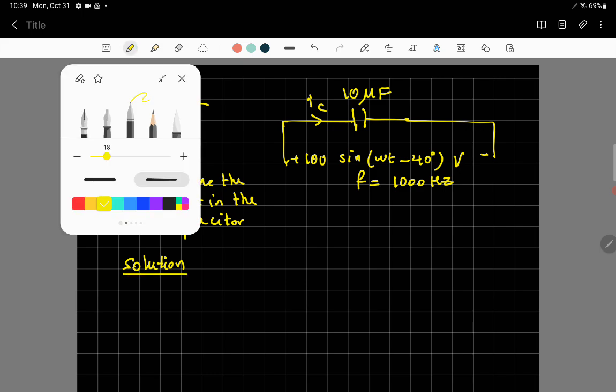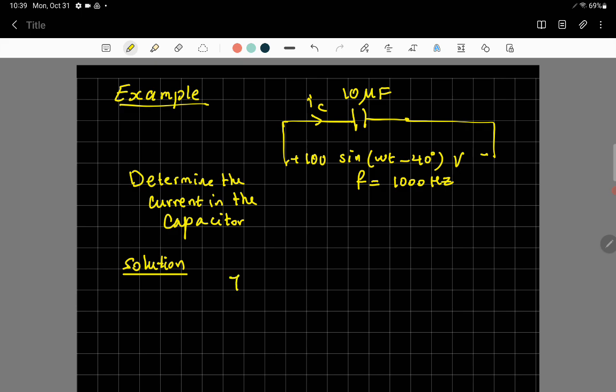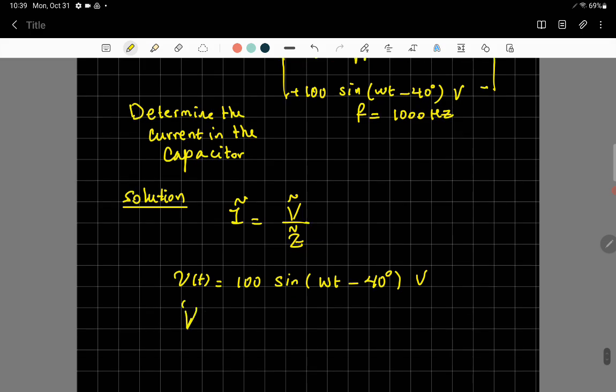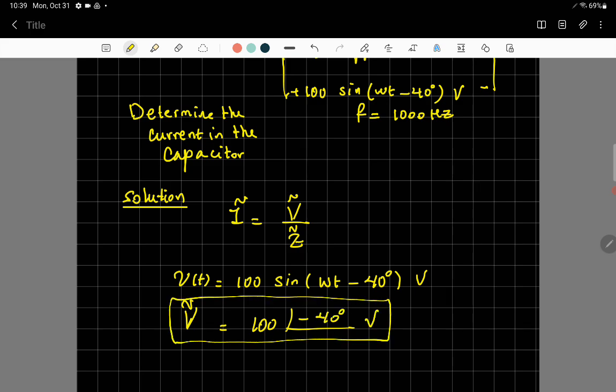Well, we know that to find the current in anything, we have to divide the voltage by the impedance. I have the voltage, yes, I have the voltage. What's the voltage here? It's given. First, let me write it in the time domain. It's given the voltage as 100 sine omega t minus 40 degrees volts. In phasor, it will be equal to 100 angle negative 40. It's already given in sine, so it was easy.